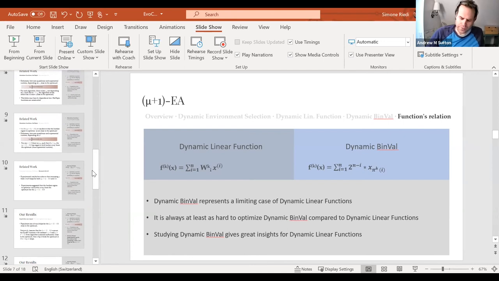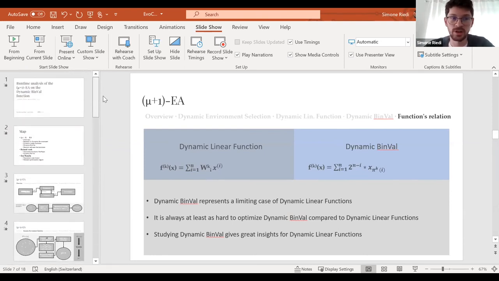I have a couple of questions. First of all, I'm curious, have you thought about how changing the way the change happens might affect the result? Yes, we thought about it, but we did not do it in the end.